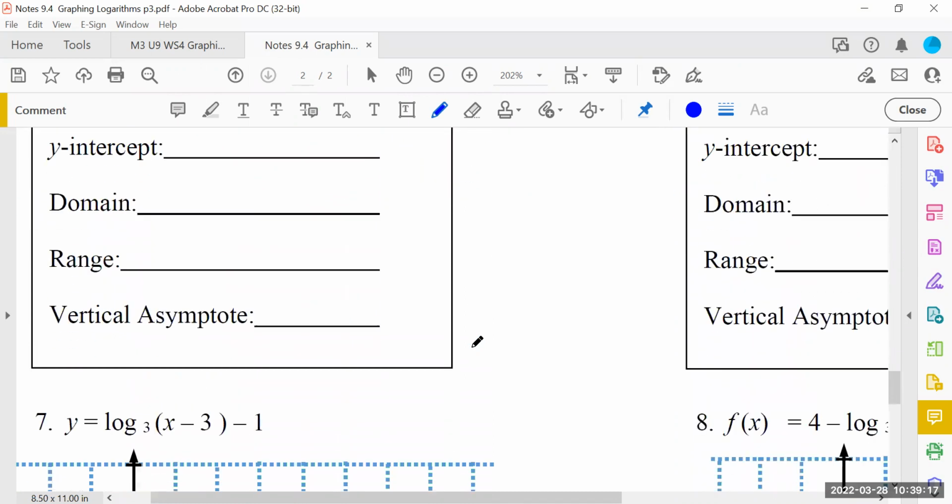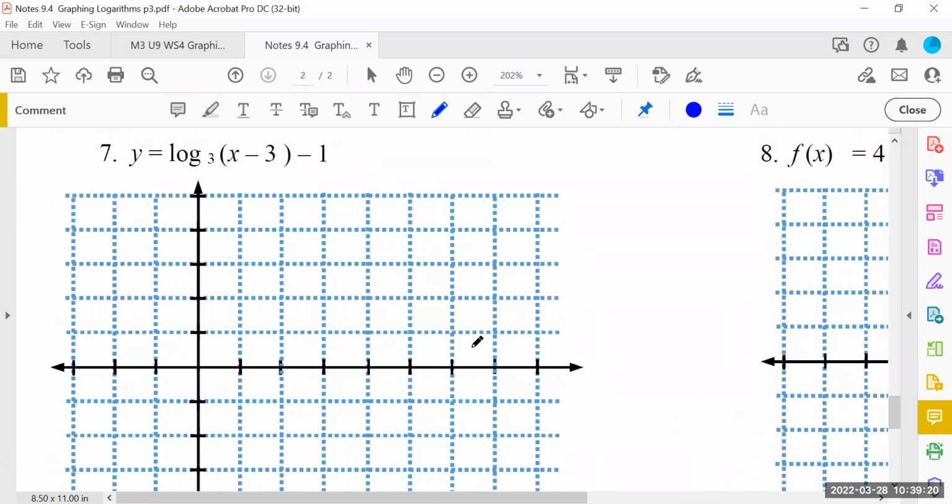But let's go ahead and look at number 7 on the back page. Not the one above it, not number 3. Apparently my numbering was off. I got rid of some of the examples, and we're still going to get rid of even more of the examples. We're just going to do number 7 here. So this one, log base 3 of x minus 3, minus 1. So x minus 3, that minus 3 is going to shift us right 3. The minus 1 is going to shift us down 1. Does that make sense to everybody?